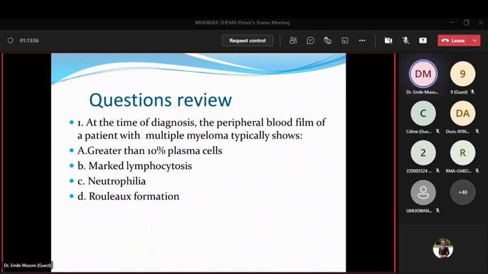Maybe here there's some question. At the time of diagnosis, the peripheral blood film of a patient with multiple myeloma typically shows: greater than 10% plasma cells, marked lymphocytosis, neutropenia, rouleaux formation. What is the answer?